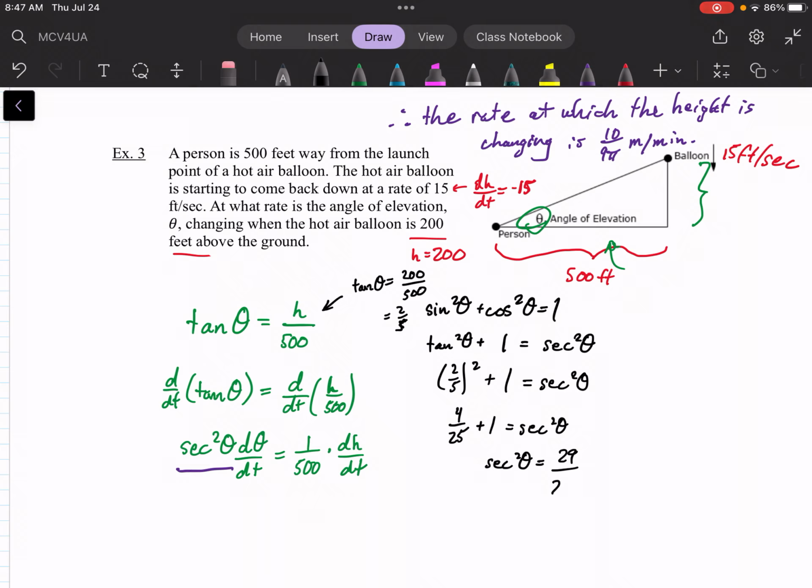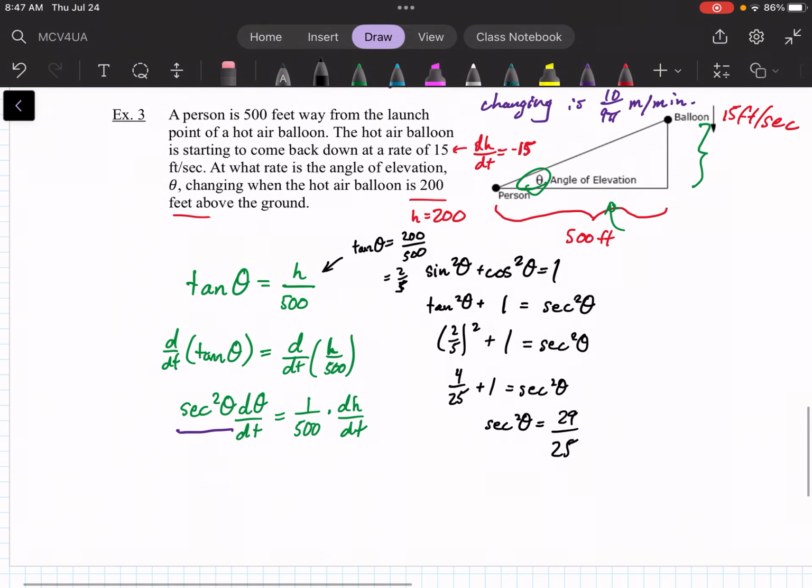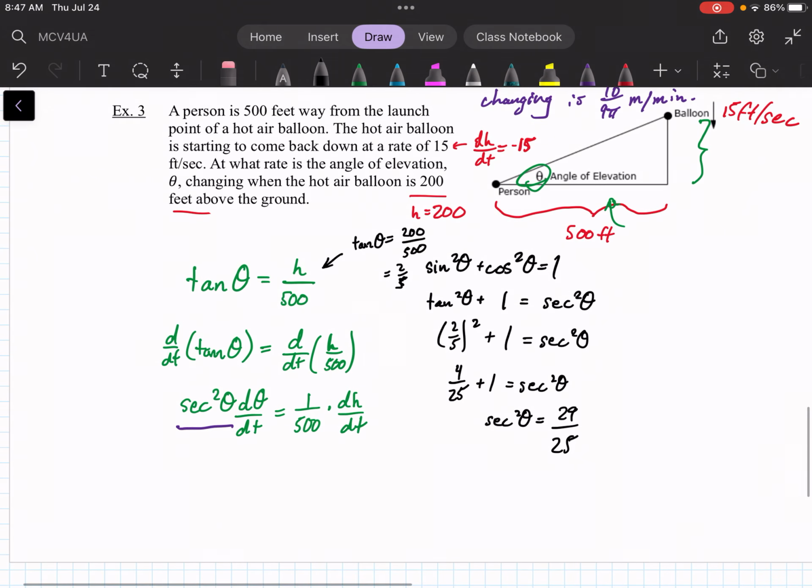Okay, so now we have all our pieces. We can solve for d theta dt. So put d theta over dt here. Secant squared theta is 29 over 25. We got the 1 over 500 there. And the dh dt is negative 15.